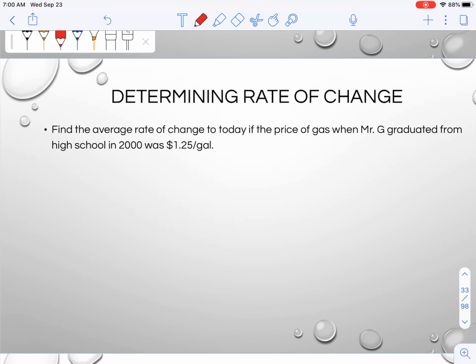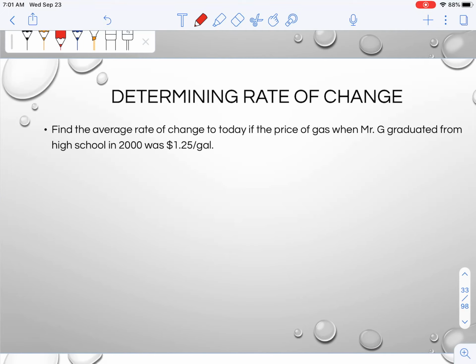So if I want to determine rate of change, the one example I typically use here is looking at the rate of change of gas prices. When I graduated from high school in 2000, I was paying $1.25 per gallon of gas. If I want to find the rate of change to today, what information do I need? Well, don't I currently need what the price for a gallon of gas is right now? I believe when I filled my truck up the other day, because I put 89 in it, I paid $2.94 or $2.95 for a gallon of gas.